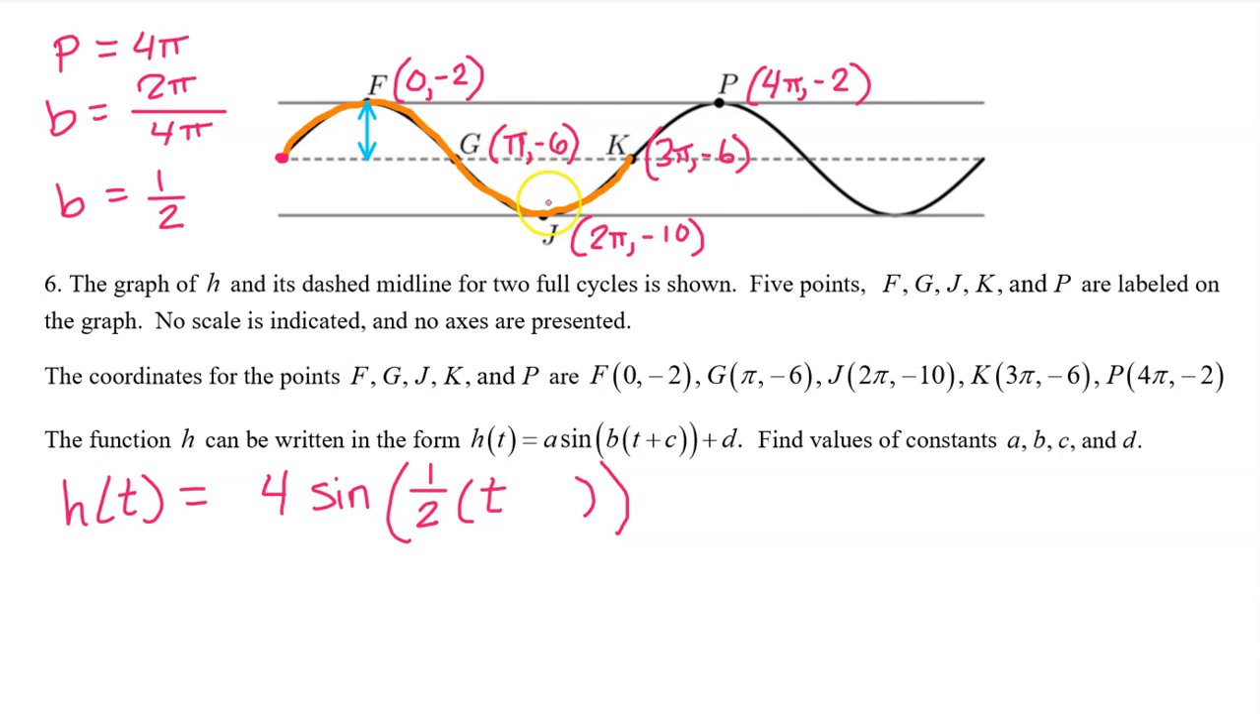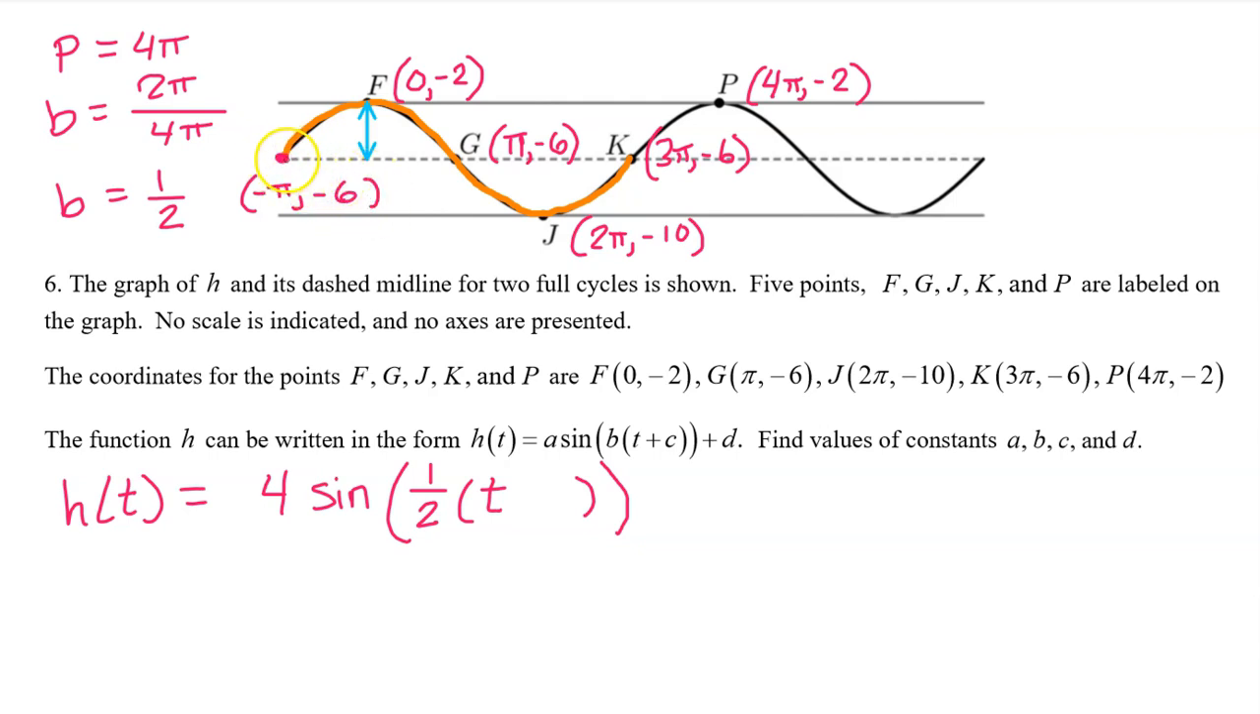Let's look at how the input values are changing from point to point. It goes from 0 to pi to 2 pi to 3 pi to 4 pi. So going to the right, it is increasing by pi each time. That means as we move to the left, it is decreasing by pi. So the next input value to the left will be negative pi. And might as well throw in the output value. Looking at the other 2 points that are on the midline, we see that the output value is negative 6. So this point is negative pi, comma, negative 6.